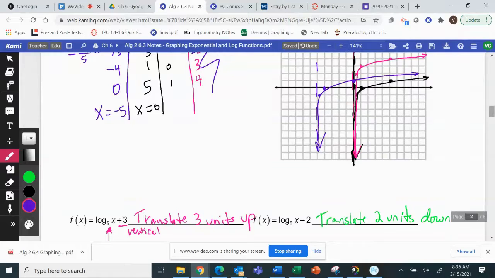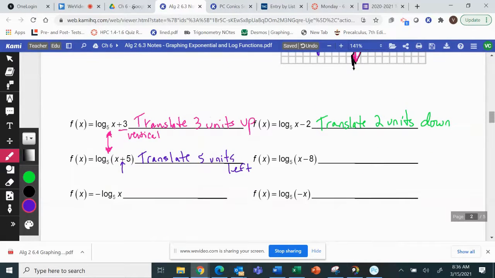All right, let's finish up these transformations. Holland, can you tell me what f of x equals log base 5 of x minus 8 does? Correct. Translate 8 units. Right.